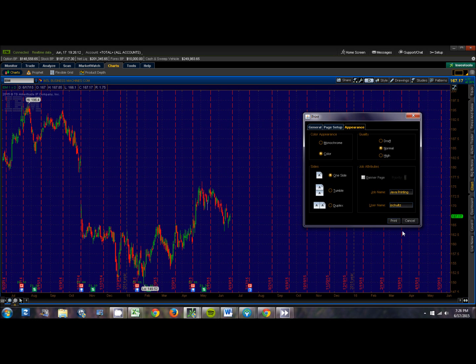So what I would recommend you do when you print this chart is, when you go to Appearance, click on Monochrome. That's going to print it out in black and white. You don't want to print it with this dark background, because first of all, it burns up a whole bunch of ink, and second of all, it becomes difficult for you to write on that so that I can see it, right? And so click on that monochrome.